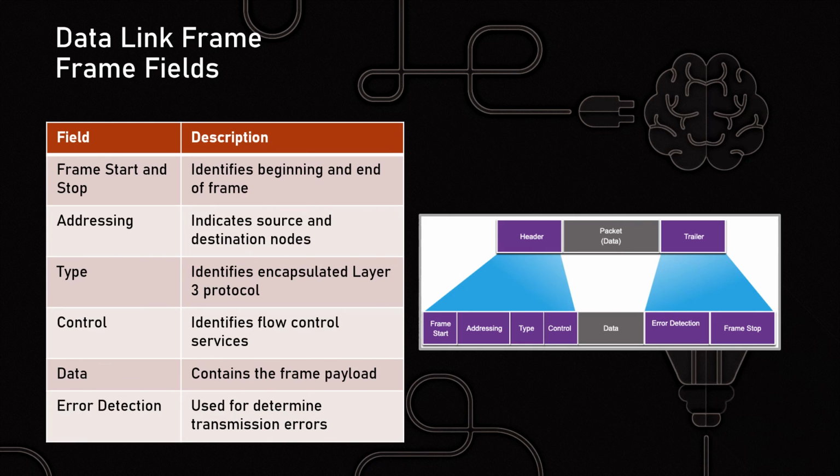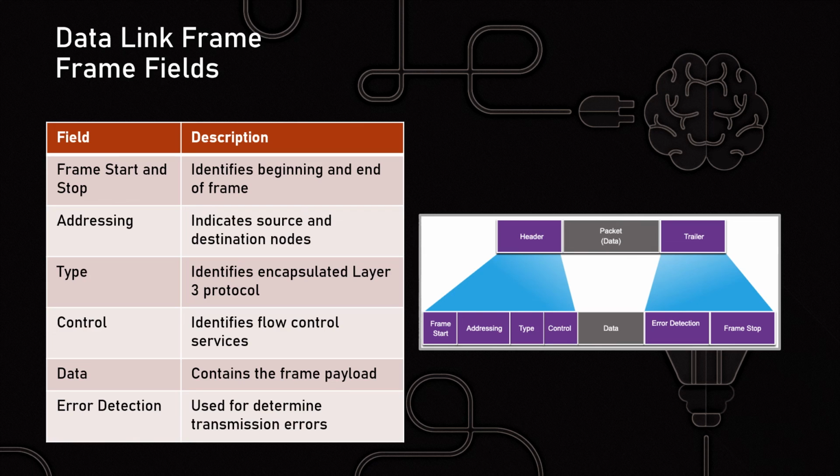So here we can see a breakdown of the simple fields that we'll see as part of the frame. In the header, we'll see the frame start. In the trailer, we'll see the frame stop. We'll also see addressing, which indicates our source and destination MAC addresses. The type is going to tell us what type of layer 3 protocol to expect. Is it going to be TCP? Is it going to be UDP? I'm sorry, that's layer 4. If we're talking about IP protocols, we're dealing with type there.